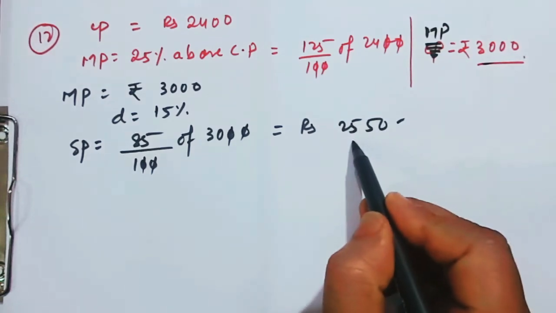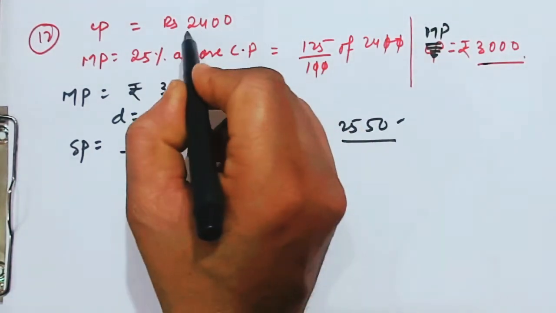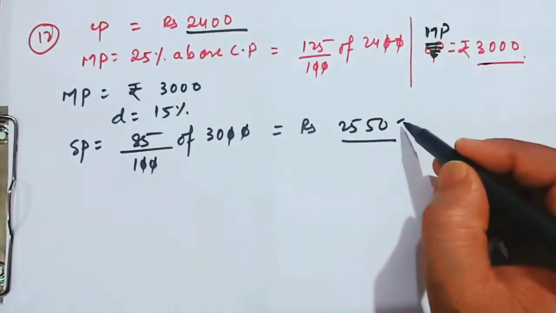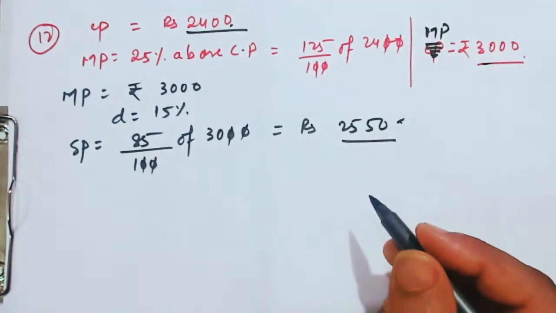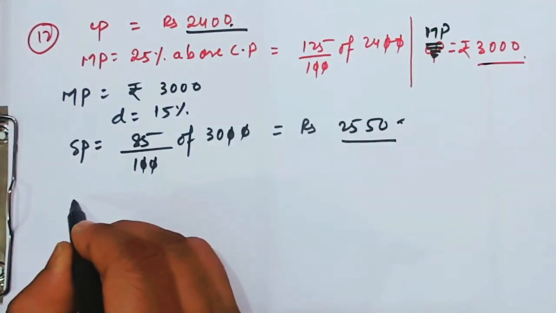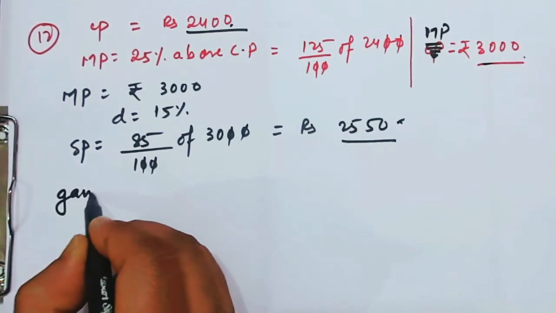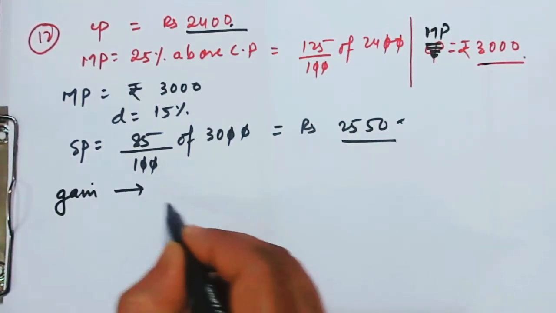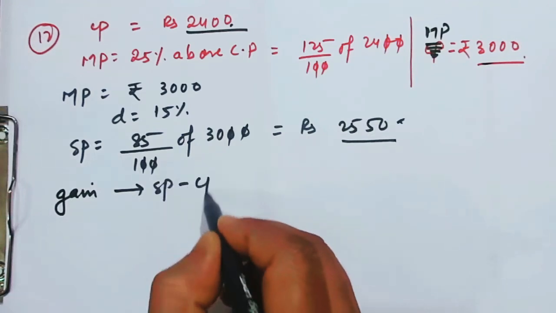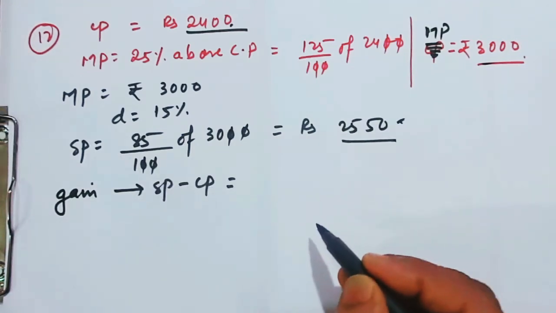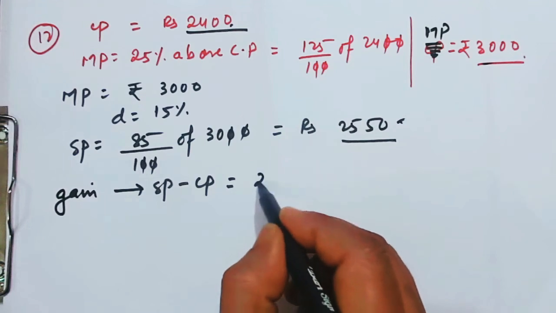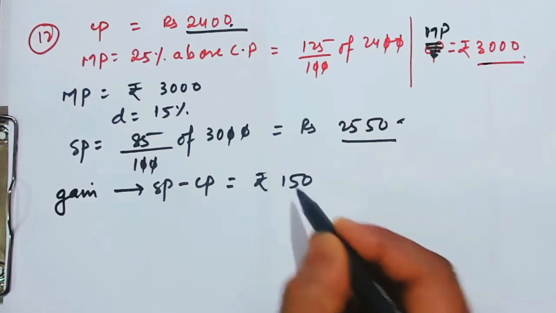So this is the selling price and this is the cost price. When you have selling price and cost price, naturally you will find either gain or loss. Here I find that I am getting gain. Gain is equal to selling price minus cost price, which will give you rupees 150.